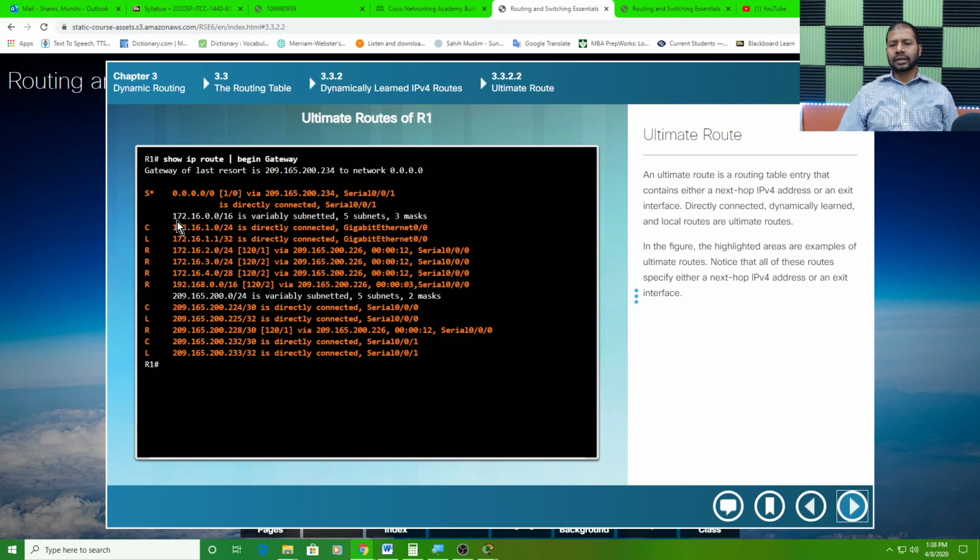And look at these white lines. These two lines in white are not ultimate routes. See, they don't have an exit interface, Serial 0/0 or Gigabit 0/0. These kinds of routes are not ultimate routes. They cannot help you choose a path or which way to go. By the way, these are also level 1 parent routes. We'll learn that at the right time. Next.